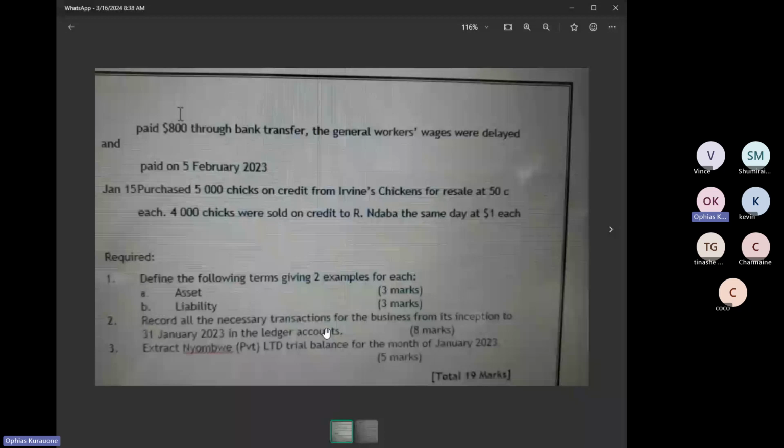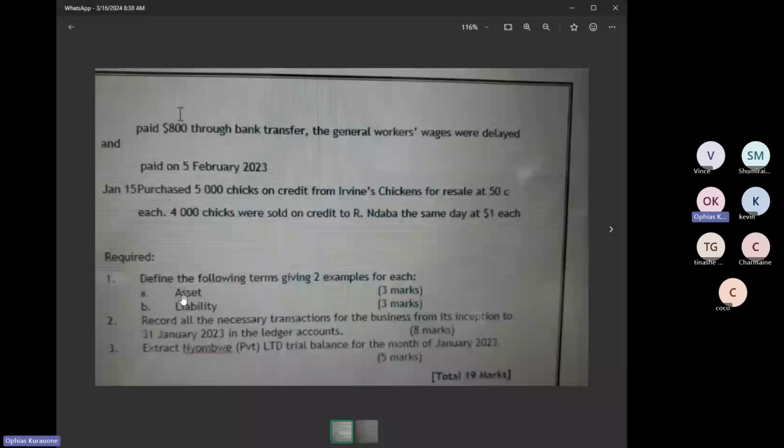Record all the necessary transactions of the business from its inception, 31 January 2023, in the ledger accounts, then the trial balance. So I'll share with you the trial balance and these answers here. For asset, I'm not going to share with you. You need to go and research on what is an asset. You say assets are resources owned or controlled by the entity as a result of past events. So we need to define this one. Examples of asset are simple. You can pick from the statement of financial position, which you have prepared earlier.